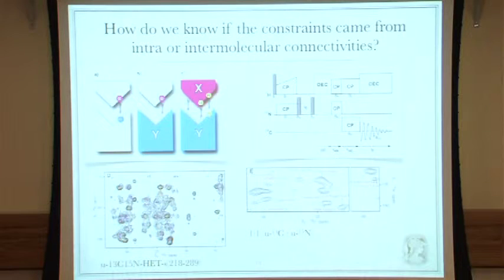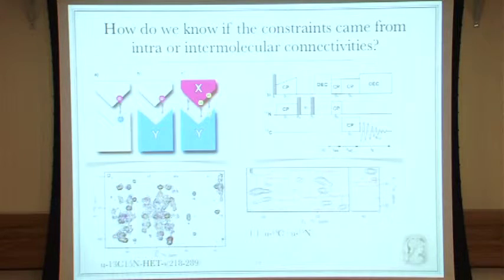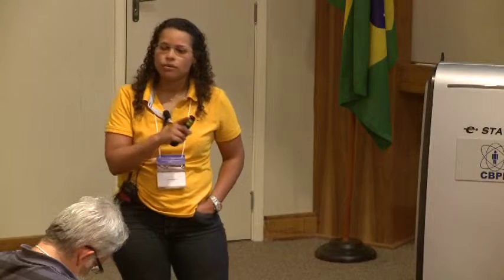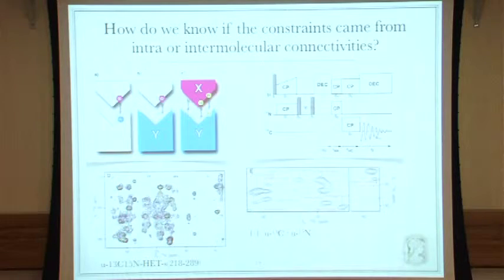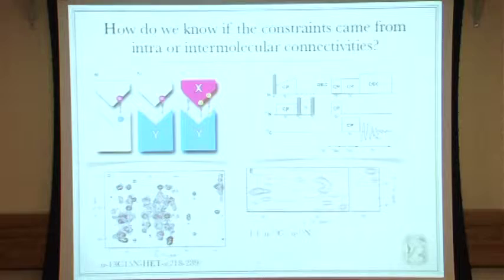So here we have uniformly labeled samples. And here is another approach, because here you don't know if you are observing intra or intermolecular couplings, connections. But here, in a diluted sample, you can use one labeled with nitrogen and the other labeled with carbons. And now you are observing only intermolecular connectivities. That's quite nice, because now you know exactly what you are observing.